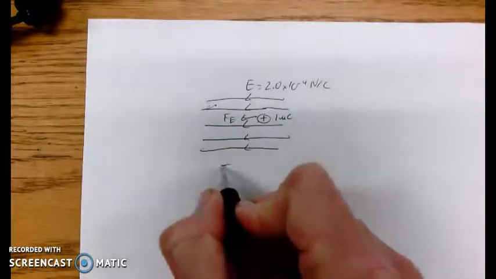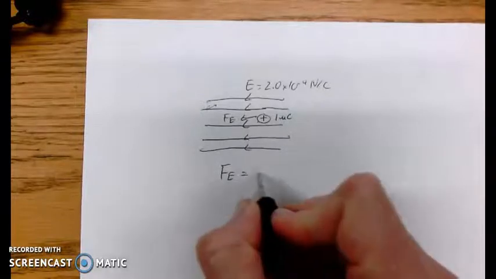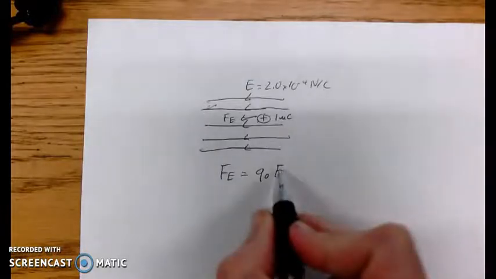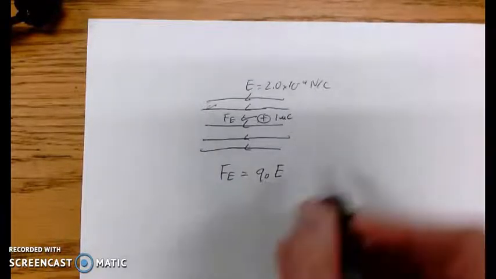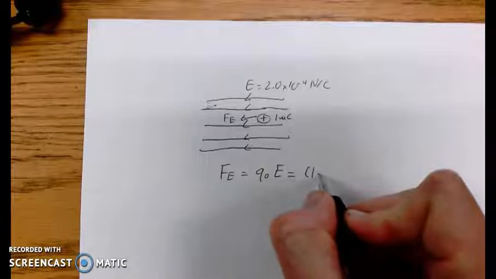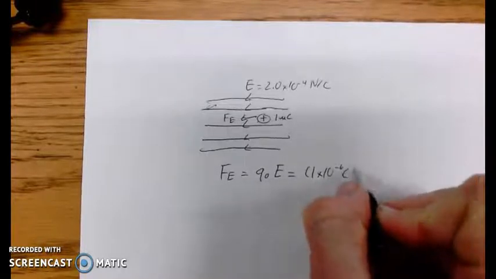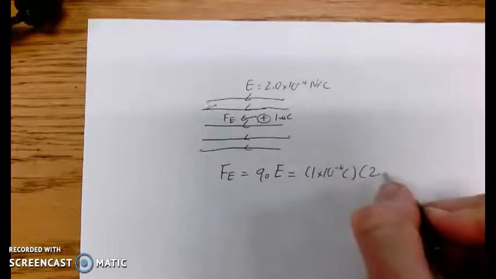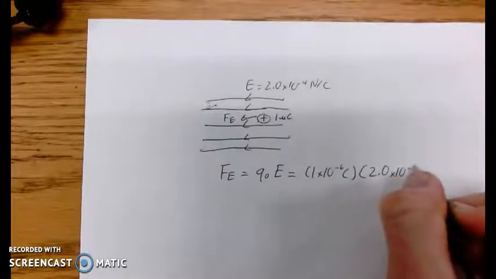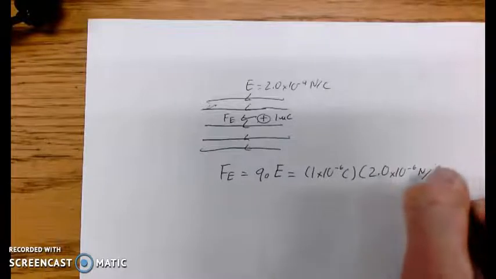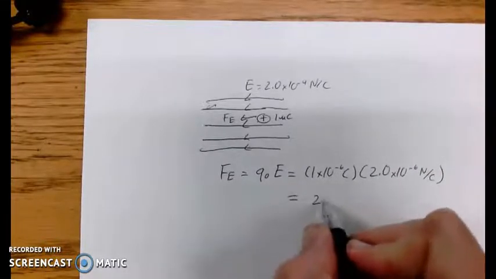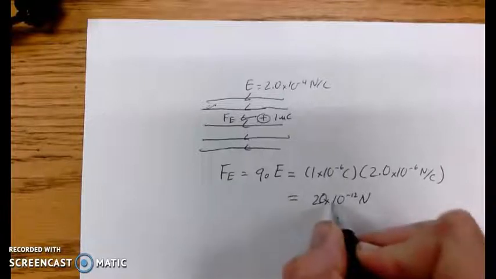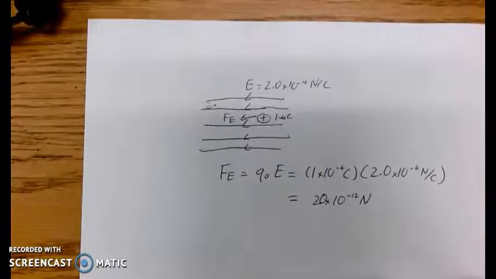And we could find that force, just rearranging the definition of the electric field. Fe equals Q naught times E. So it's just 1 micro, 10 to the minus 6 coulombs, times 2.0, I'll make that at least 2 sig figs, 2.0 times 10 to the minus 4 newtons per coulomb, would give you a small little force of 2.0 times 10 to the minus 10 newtons.